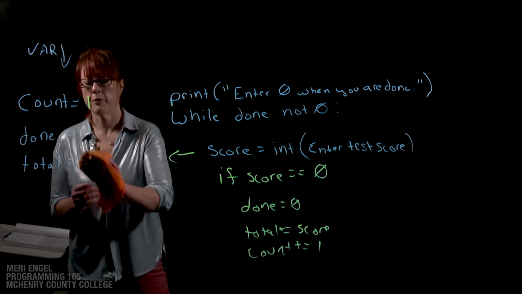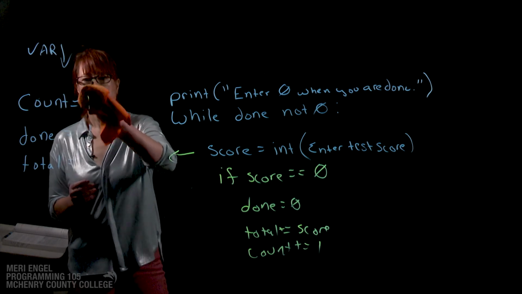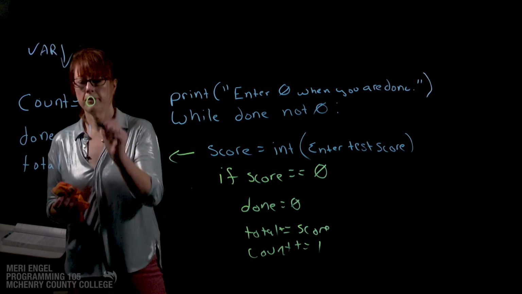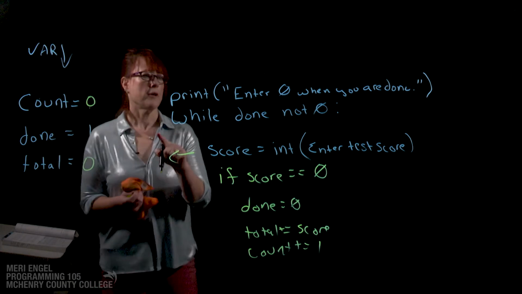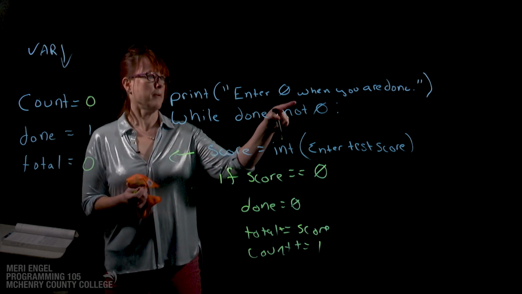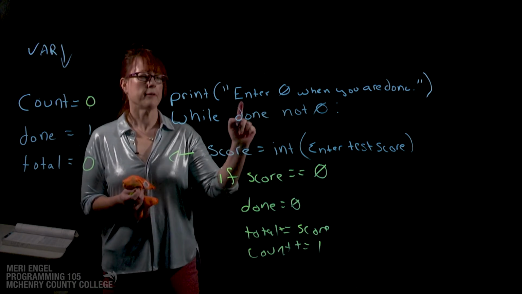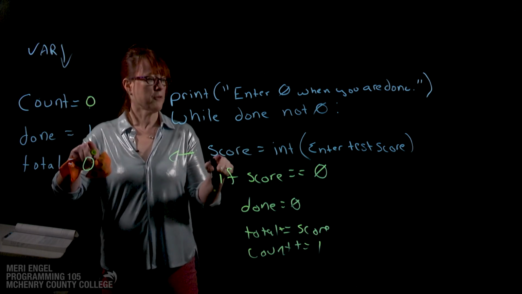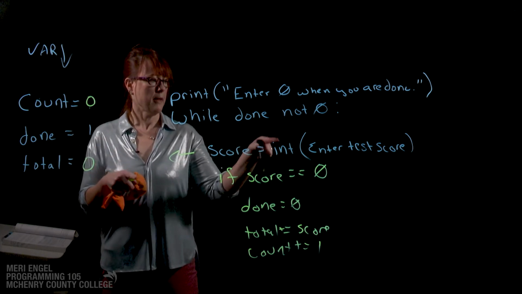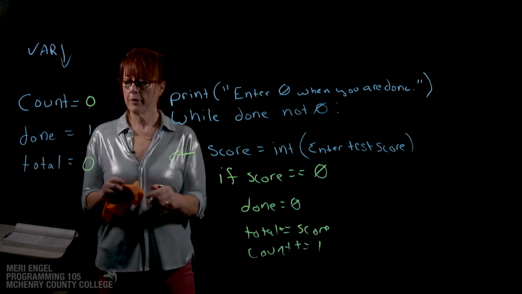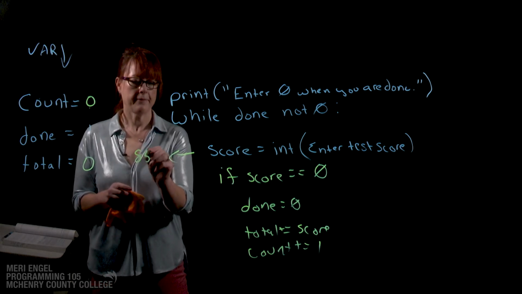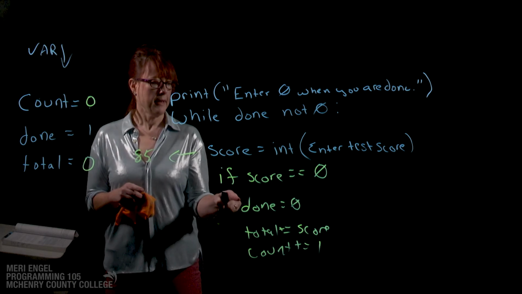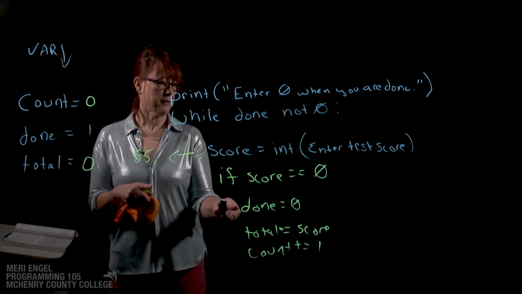So done starts with 1. Count starts with 0. Total starts with 0. So first thing we do, enter 0 when you're done. Great. Well, done is not equal to 0. Done's 1. Score equals a test score. So we'll say that they put in 85. So score is now equal to 85, which is not 0.